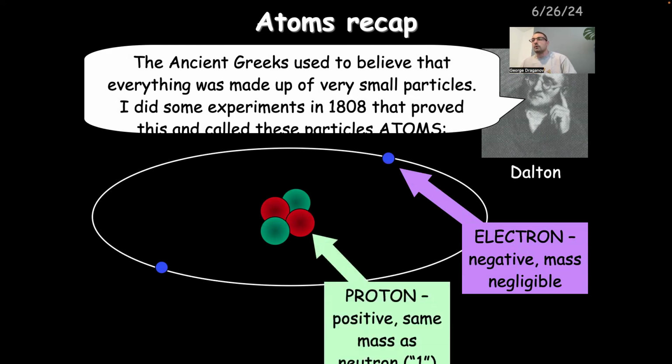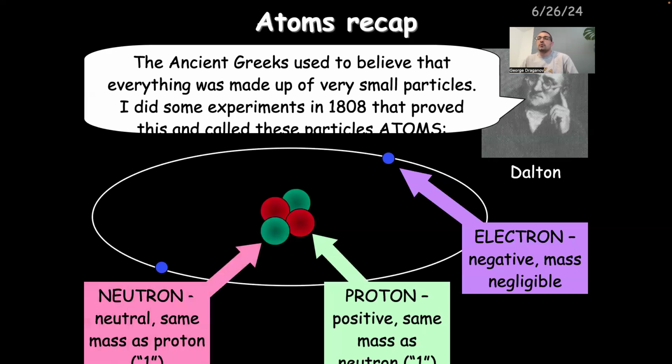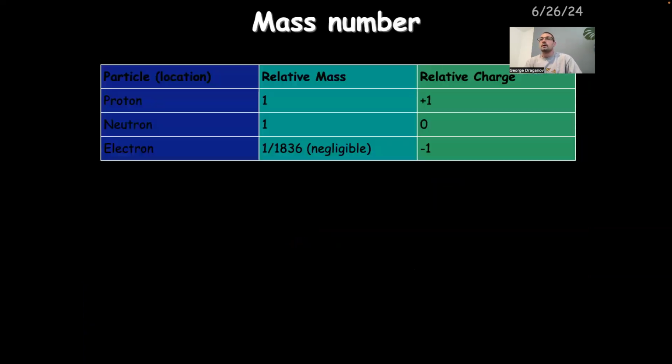But electrons orbit the nucleus in shells or energy levels, and they have a negligible mass with a negative charge. And the protons and neutrons are found in the nucleus, where we have positive protons and neutral neutrons. They have a relative mass of 1 to 1. Now, this is a summary of the table. The electron mass there is 4 significant figures, but you can just learn it as 1 over 2,000.